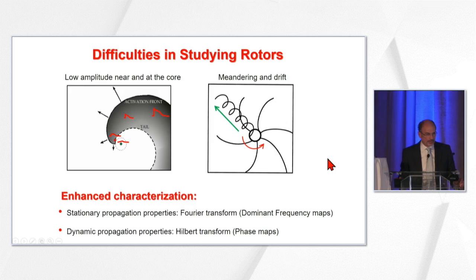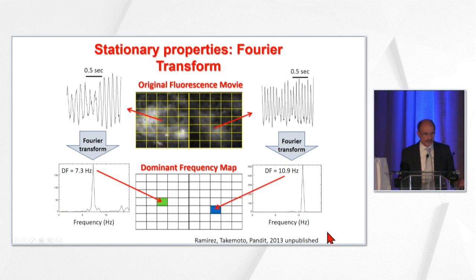So we enhance the characterization of our raw data, the movies. If we're interested in stationary properties, we will apply Fourier transform to determine the dominant frequency. And for dynamic propagation properties, we utilize the Hilbert transform to generate phase maps. I'll briefly go to see what they are.